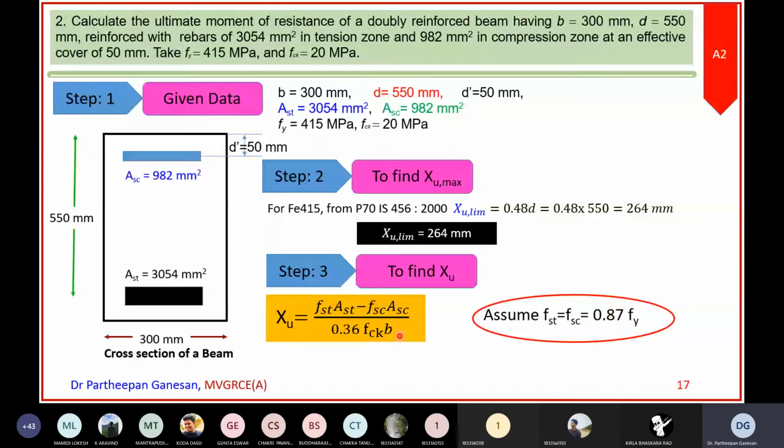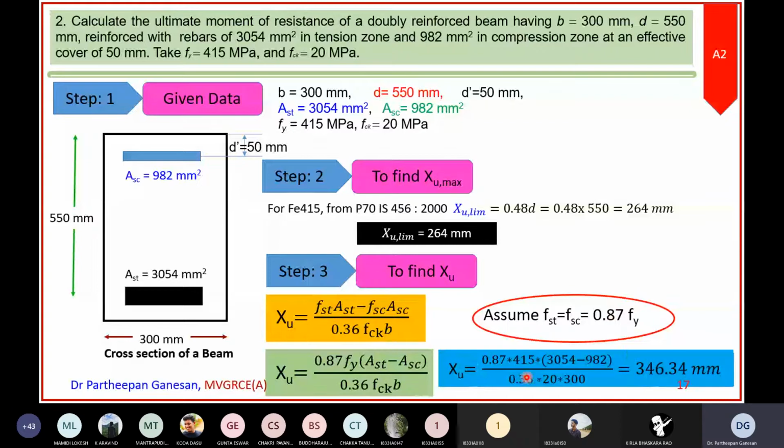So you are substituting all this and finding the value of Xu, and Xu is coming out to be 346.34. And obviously your Xu max is 264, and Xu is 346, that means it is exceeded, so it is becoming an over reinforced section. In an over reinforced section, your Fst will be less than 0.87 Fy, because in an over reinforced section the steel will not yield, only concrete will fail.